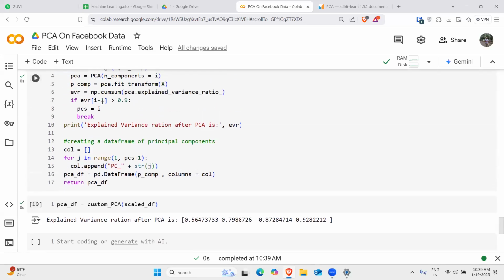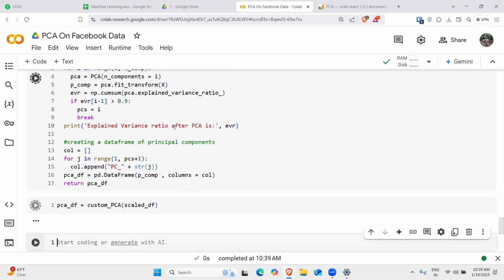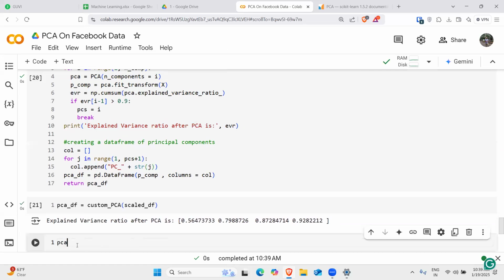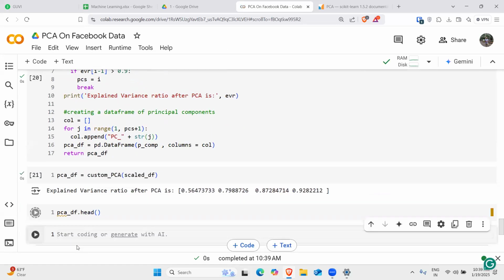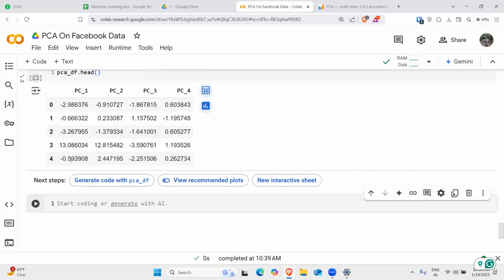Now what does it say? This is what we have written, right? Explained variance ratio after PCA is this. So 1, 2, 3, 4. If you only select 4 principal components, your task is done, right? You are getting 92% of the information. So why should we consider 18 columns, right? We should consider only 4 columns. Yes or no?